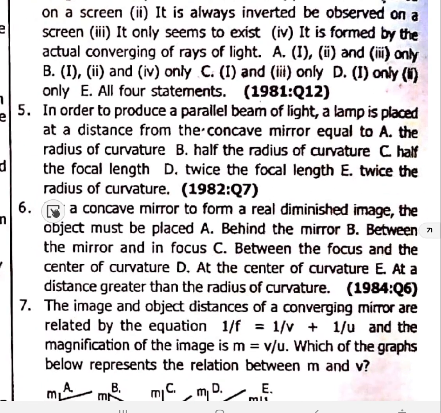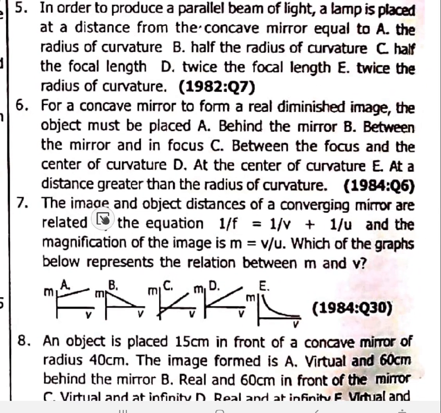So number six: for a concave mirror to form a real, diminished image, the object must be placed at a distance greater than the radius of curvature, option E. Number seven: the object and image distance of a converging concave mirror are related by the equation in option C. Here is the graph, where M stands for magnification. Magnification equals v, the image distance, over u, the object distance.